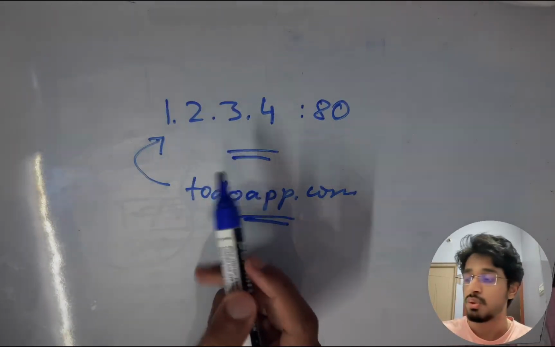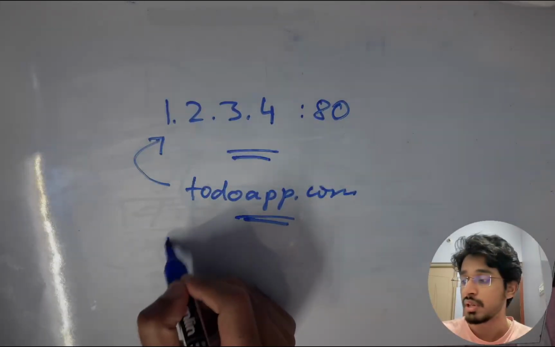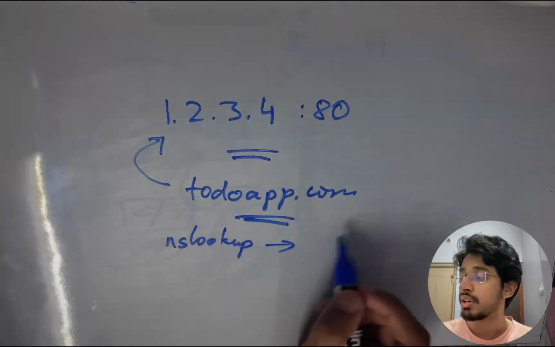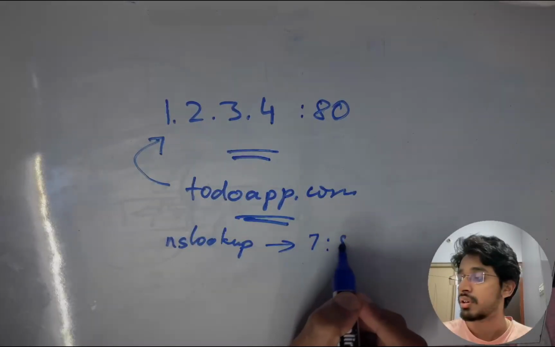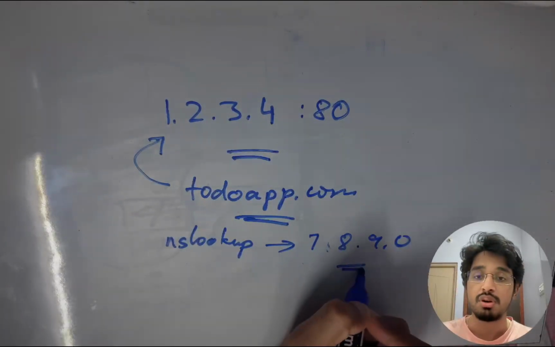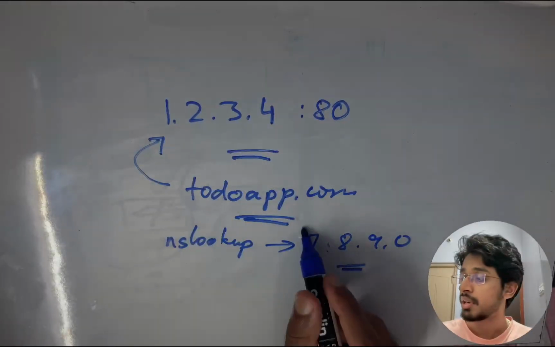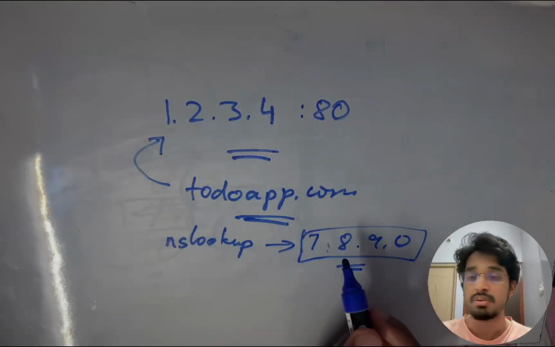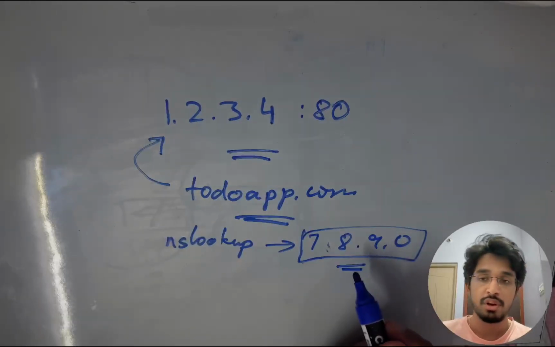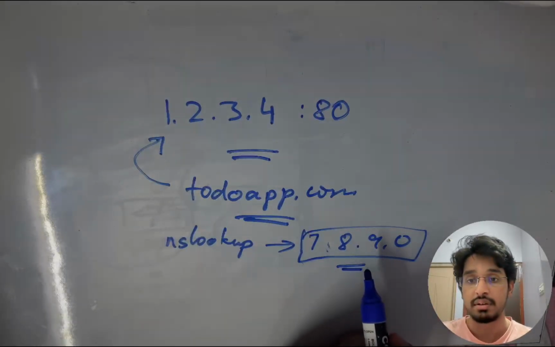In case you go to google.com and do an nslookup within your terminal, you will get the coordinates of Google, like let's say 7.8.9.0. This is the IP address of Google. If I take this particular IP address and search for it in a search engine, it will open Google. Okay, so I hope you understood the concepts of hosting and domain.